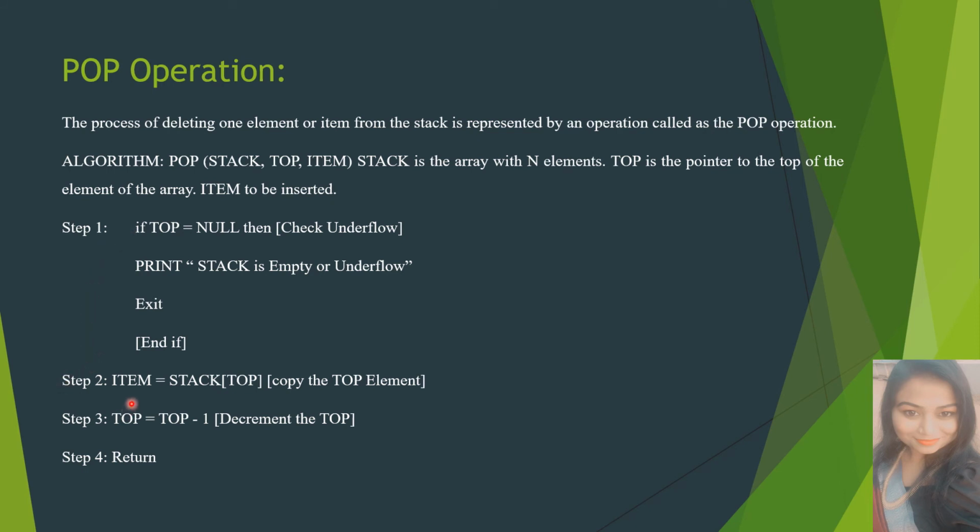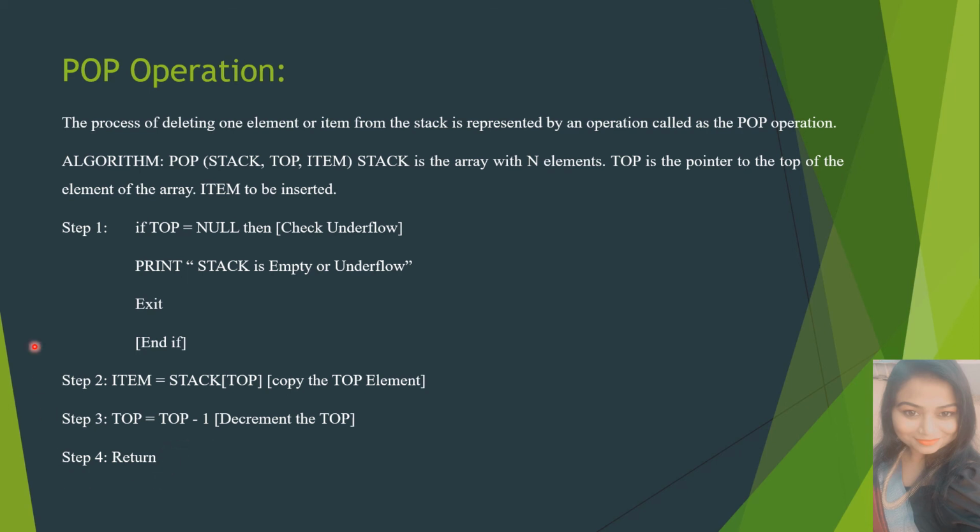Here, the last element is to be copied and stored in the item. Copy the top element and store it in the variable item. Then it is deleted. After the deletion, go to step 3. The top pointer is decremented by 1, so top is equal to top minus 1.